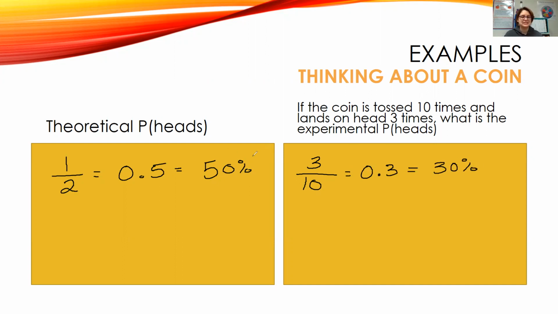So we predicted the coin to land on heads 50% of the time based on what should happen of the coin having 2 sides. But when we ran the experiment, we actually got that it landed on heads 30% of the time. So while theoretical probability is good for predicting, it won't always match what actually happens.